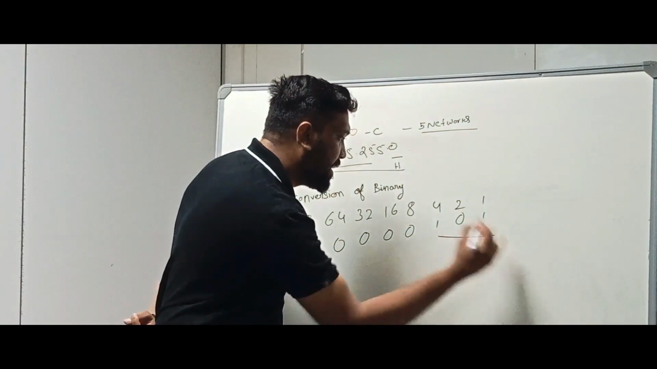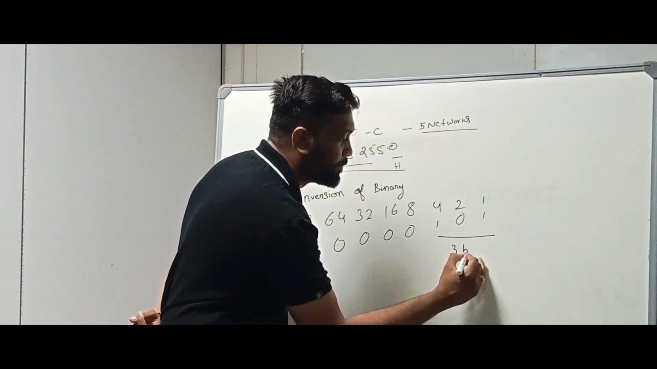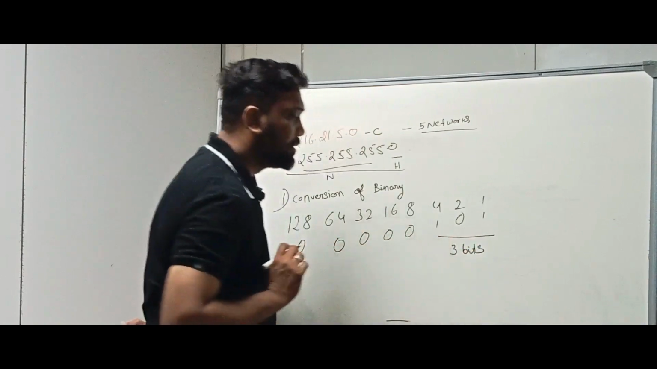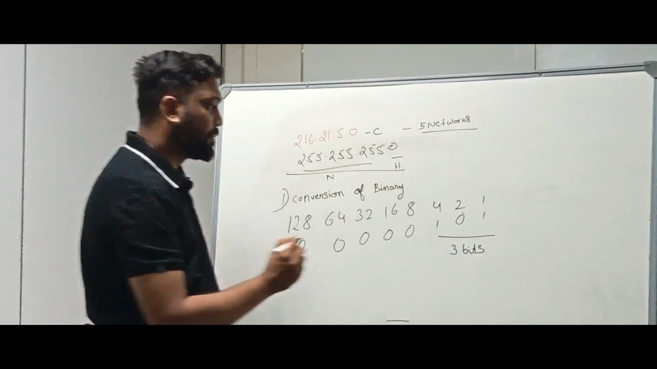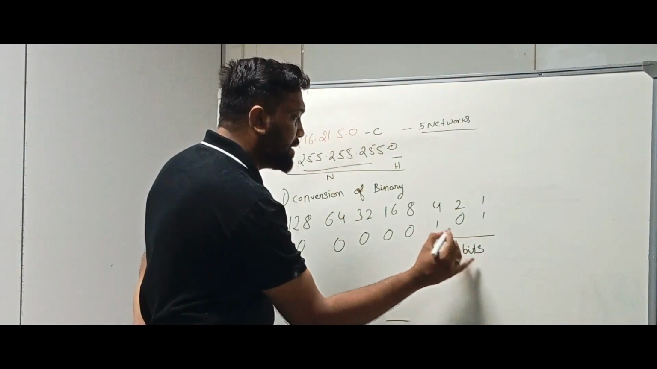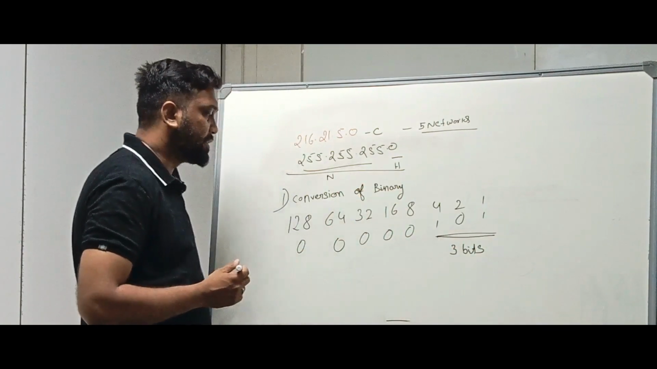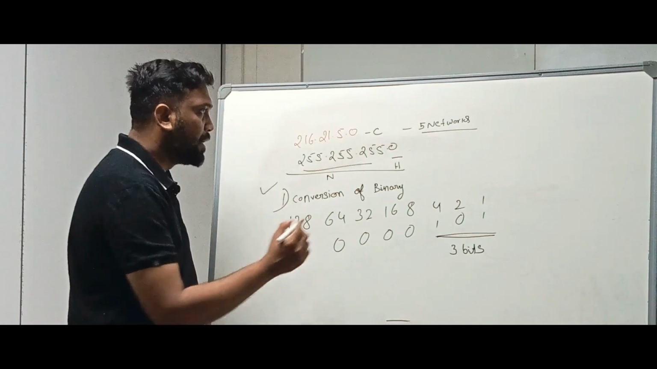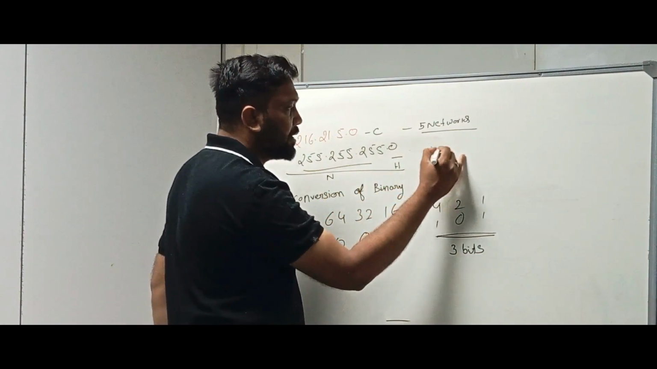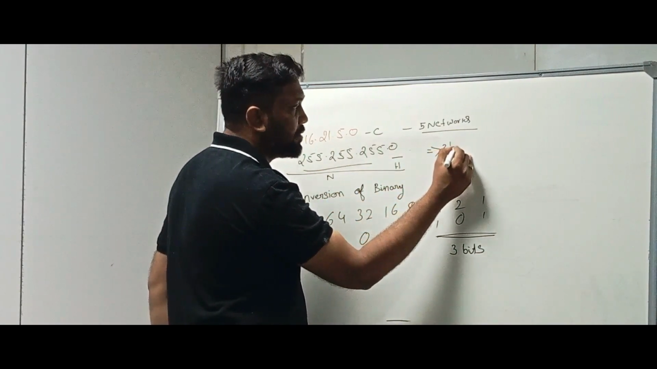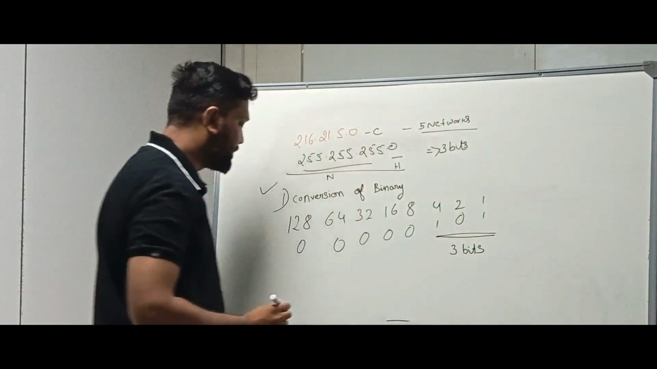So I'm reserving 3 bits. This is step 1. Now we have reserved 3 bits, because the value started from here. Now the first step is completed. We reserved 3 bits for this calculation.